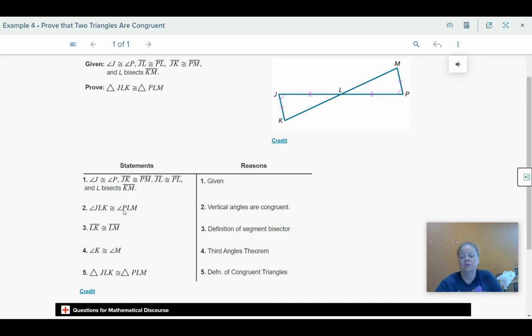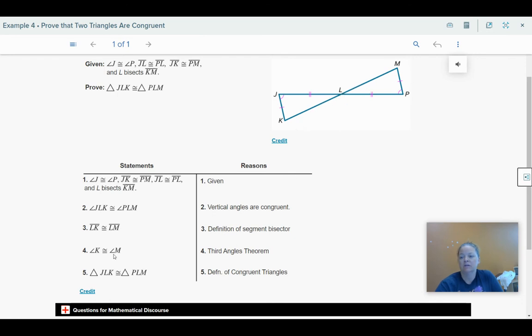Angle JLK is congruent to angle PLM, these two angles here and here, because they're vertical angles, and vertical angles are congruent to each other. We know KL is congruent to LM because of the definition of the segment bisector, as we discussed. L is the bisector, so these two have to be congruent.